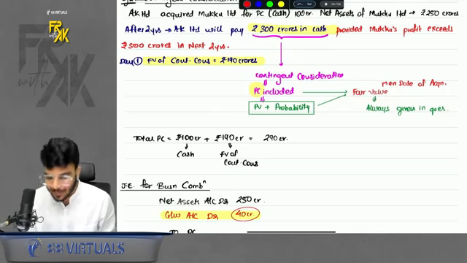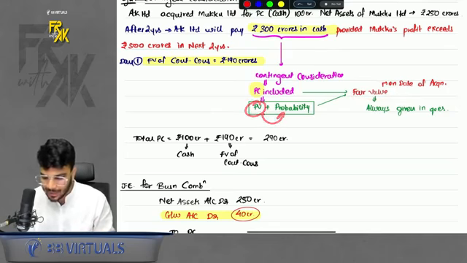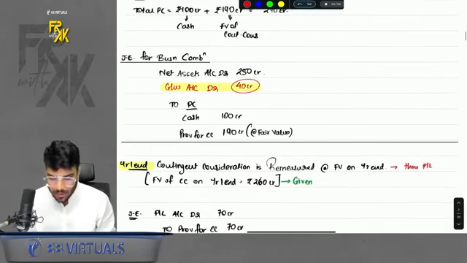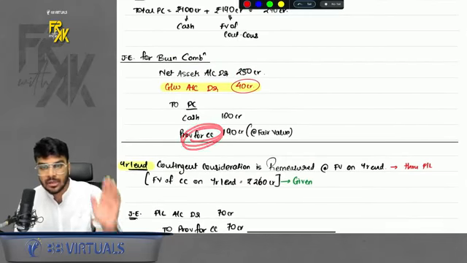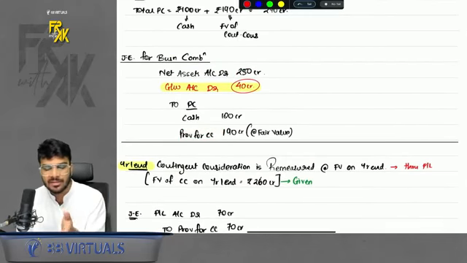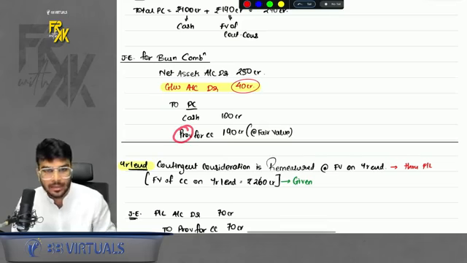Fair value is nothing but a combination of present value and probability, but in exam it will always be given in the question. Okay, and again for contingent consideration you are not going to pay it today, you will pay it after a certain number of years. So that will also lead to creating a provision today.